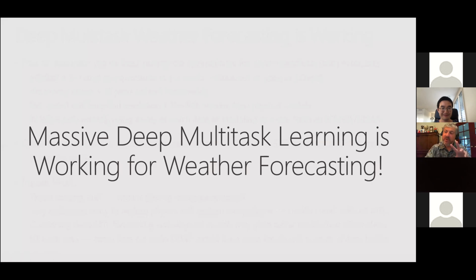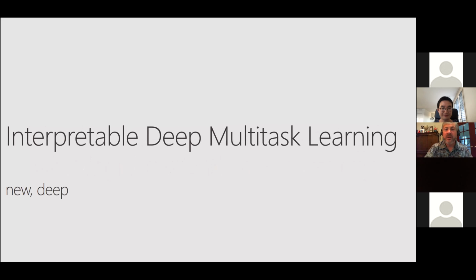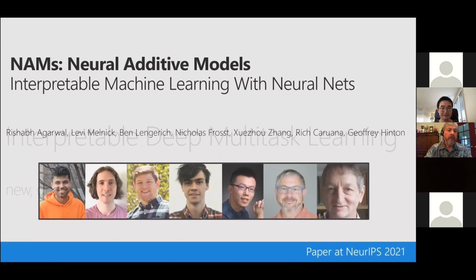All right, so I'm going to spend a little bit of time talking about this other topic, and then that's it. I'll wrap up. So this other topic is going to be interpretable deep multitask learning. This is new stuff we've been working on, and it uses deep learning. Okay, so this is a collaboration with a number of people, some from Google, some from Microsoft, Geoff Hinton from Toronto. And this is a paper that we're just publishing this year at NeurIPS. So this is going to be neural additive models.